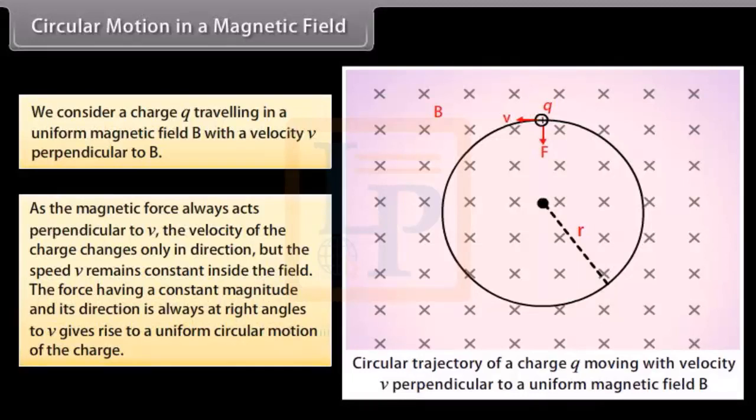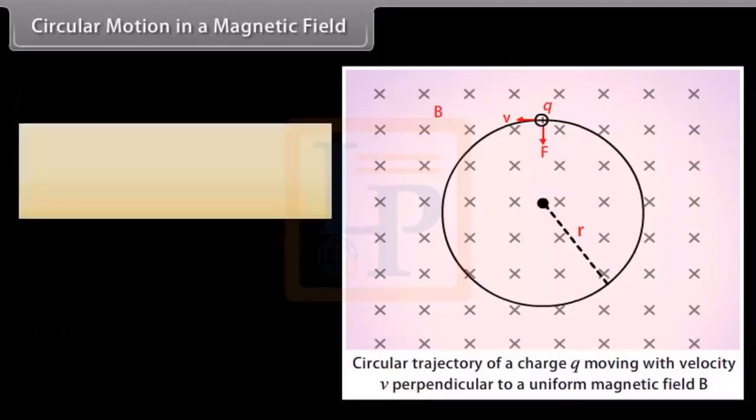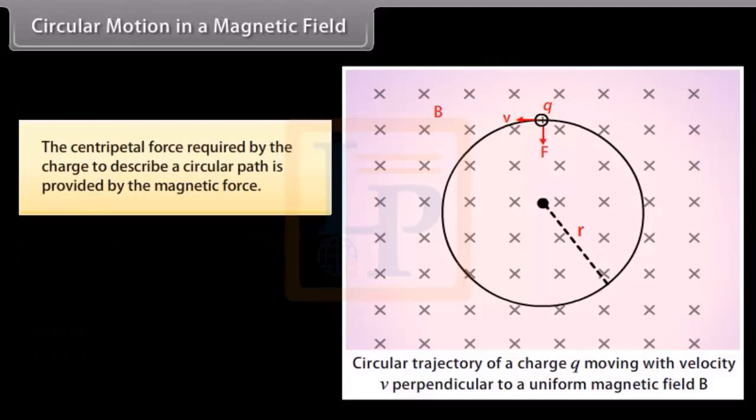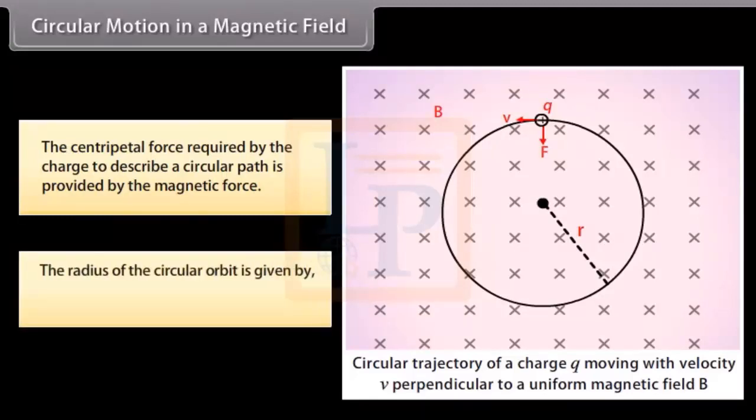The force, having a constant magnitude and its direction always at right angles to v, gives rise to a uniform circular motion of the charge. The centripetal force required by the charge to describe a circular path is provided by the magnetic force. The radius of the circular orbit is given by mv/qB.